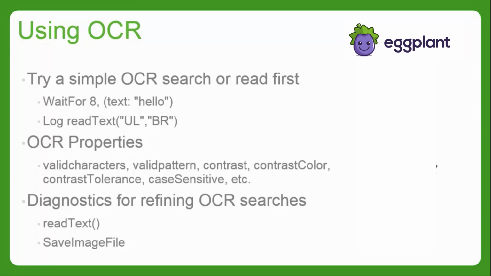When refining an OCR search, you can use readText to get an idea of what OCR is seeing to help you decide what OCR properties are needed. Save image file is an OCR property that allows you to understand how the contrast properties are interacting with your text element so that you can further refine those contrast properties in your code. I'll discuss the use of these diagnostics in context later in this video.